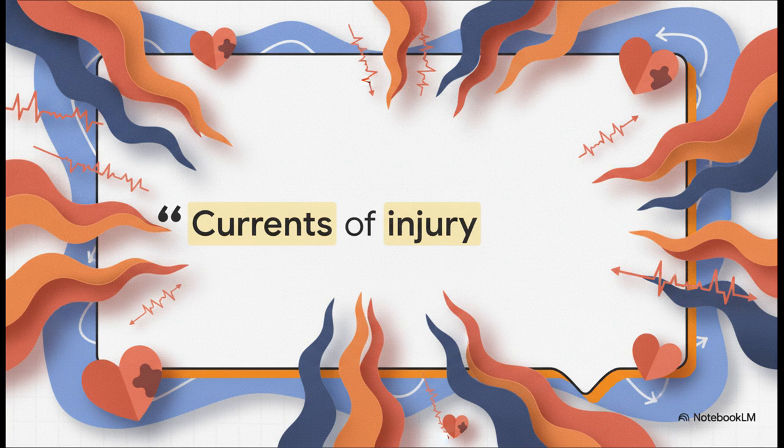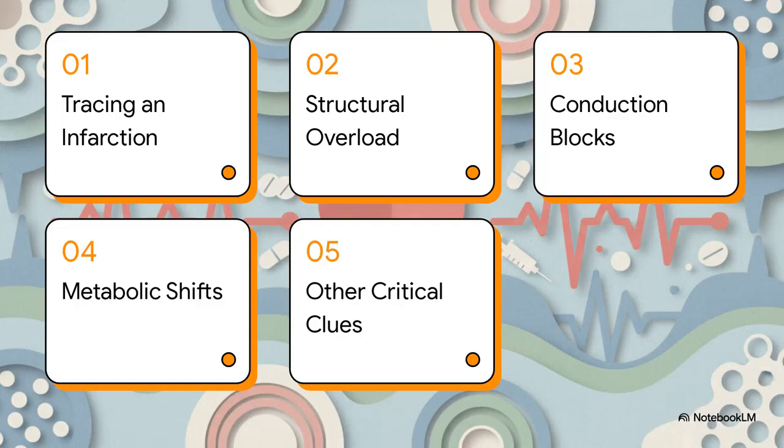I love this description because an ECG is definitely not just a static graph on a piece of paper. It's a real-time, living electrical map. And when a heart attack strikes, this map captures the deadly, shifting electrical currents of injured and dying tissue exactly as they happen. So here's our game plan for today. We're going to hit tracing and infarction, structural overload, conduction blocks, metabolic shifts and toxins, and finally, other critical clues.